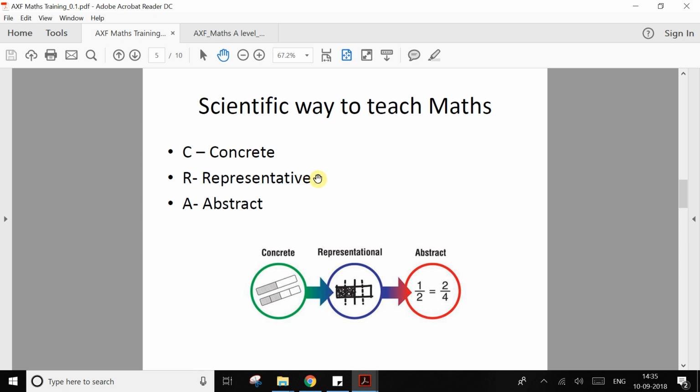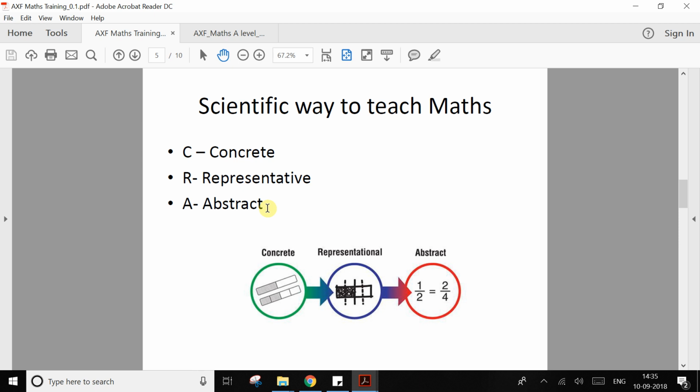After you teach the representative format of a sum, then come to the abstract format. Only if you are coming from concrete, representative and abstract will the children be able to understand the concept. Otherwise, they will remember a lot of things they will never be able to apply in real life situations. So, this is the most important part of teaching maths in AXF. If you are introducing any concept, and you are directly using a textbook and teaching, or directly asking the child to do it in pencil and paper, you are doing something wrong.